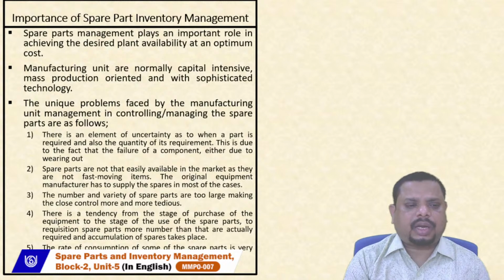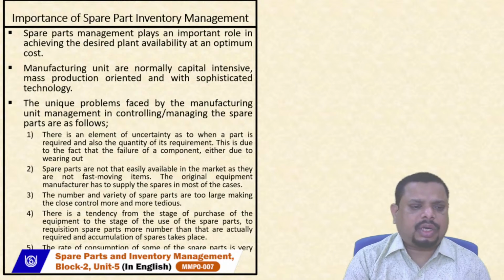This is due to the fact that a component fails, either due to wearing out. Whenever you focus on the element of uncertainty, for example, you are using a pump or a gearbox for more than 10 years, in that case there is a significant percentage chance of failure of that pump or gearbox, and there may be a chance of wear and tear in the inner parts as well as external parts. In view of these kinds of problems, they are managed by the maintenance departments and controlled by the production management departments.